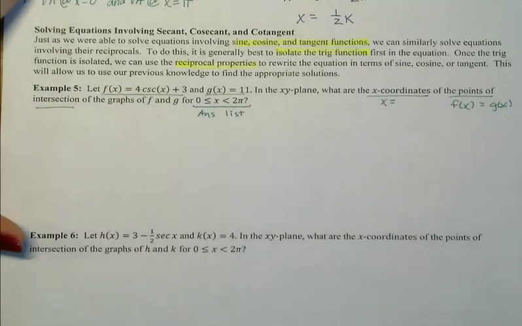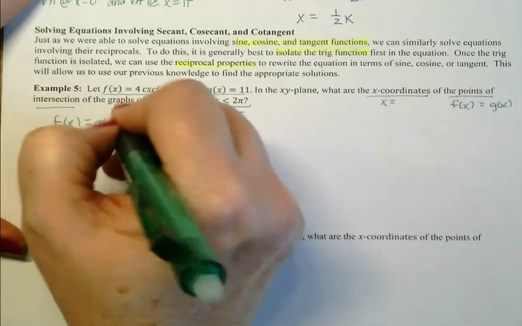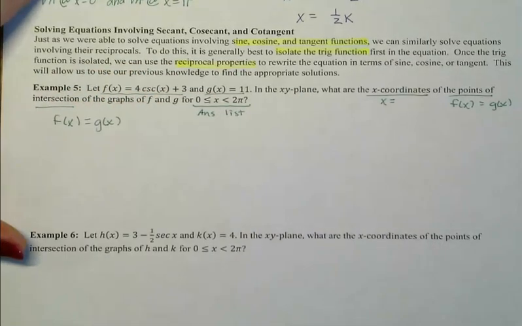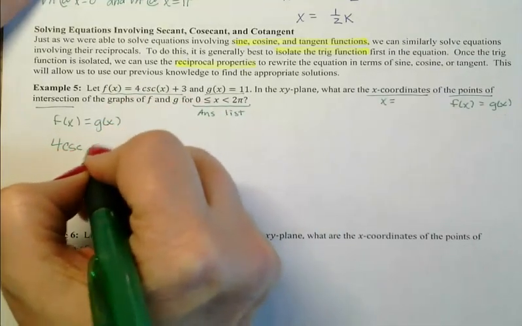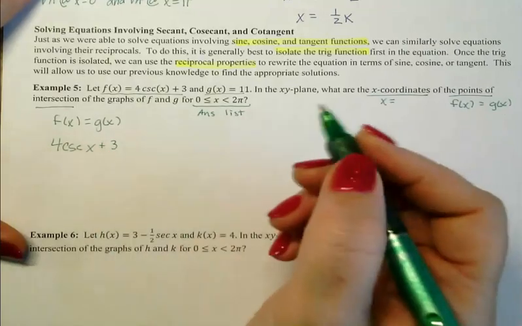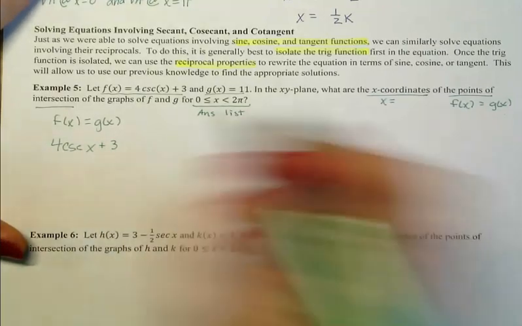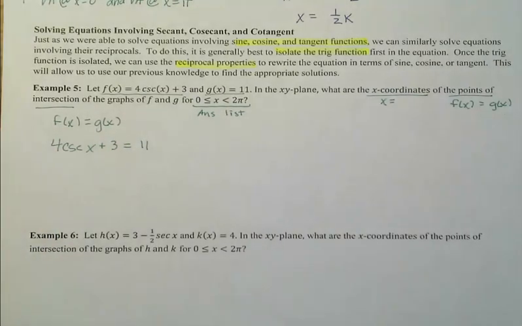So the first thing that we do here is we need to apply the rule that we're using, which is f of x equals g of x. So I'm going to go ahead and write that down so we don't lose sight of what we're trying to do. F of x is 4 cosecant x plus 3. And then g of x is 11, so we're setting that equal to 11. So pause your video and isolate your trig function.